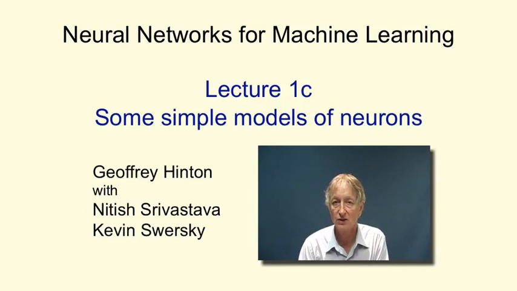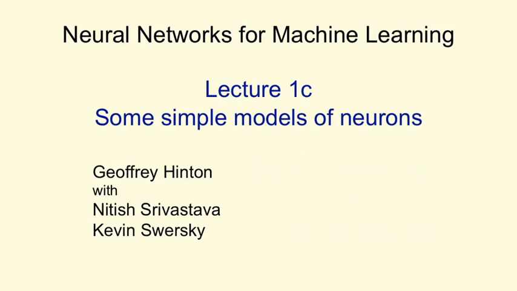In this video, I'm going to describe some relatively simple models of neurons. I'll describe a number of different models, starting with simple linear and threshold neurons, and then describing slightly more complicated models. These are much simpler than real neurons, but they're still complicated enough to allow us to make neural nets that do some very interesting kinds of machine learning.